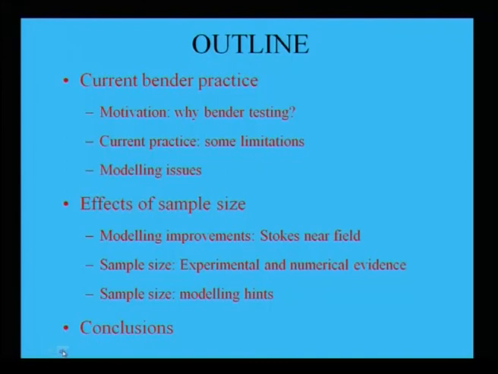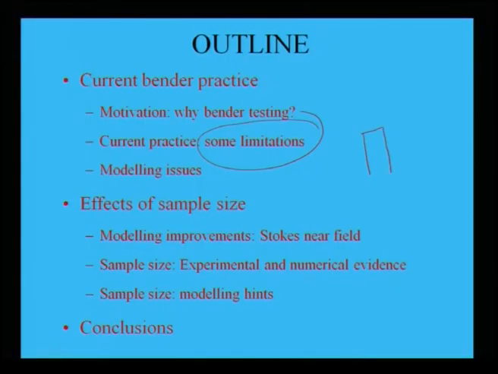Then current practice: there are definitely some limitations in laboratory tests, which we will discuss. And modeling issues, as I said: while doing analysis, how the bender element results are used in modeling. Then what kind of soil sample you are going to use in the lab, that means the effect of sample size on bender elements, we will discuss.